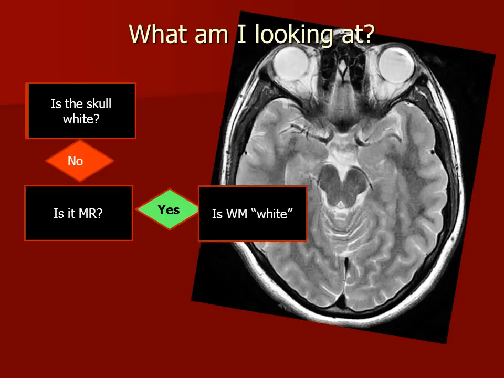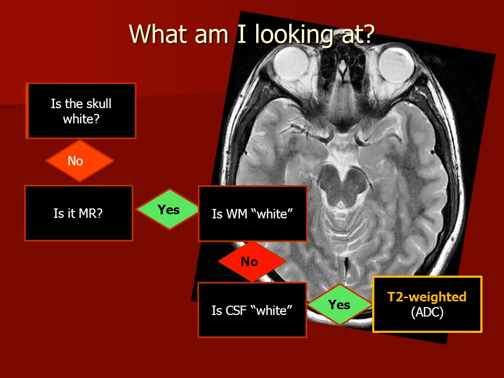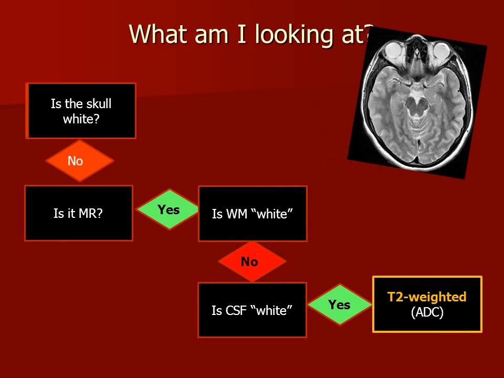Here is another MR image. We can see that in this patient, the white matter is not white, it's actually darker than the gray matter. We can also see that the cerebrospinal fluid is white. And this is going to be a T2 weighted image.